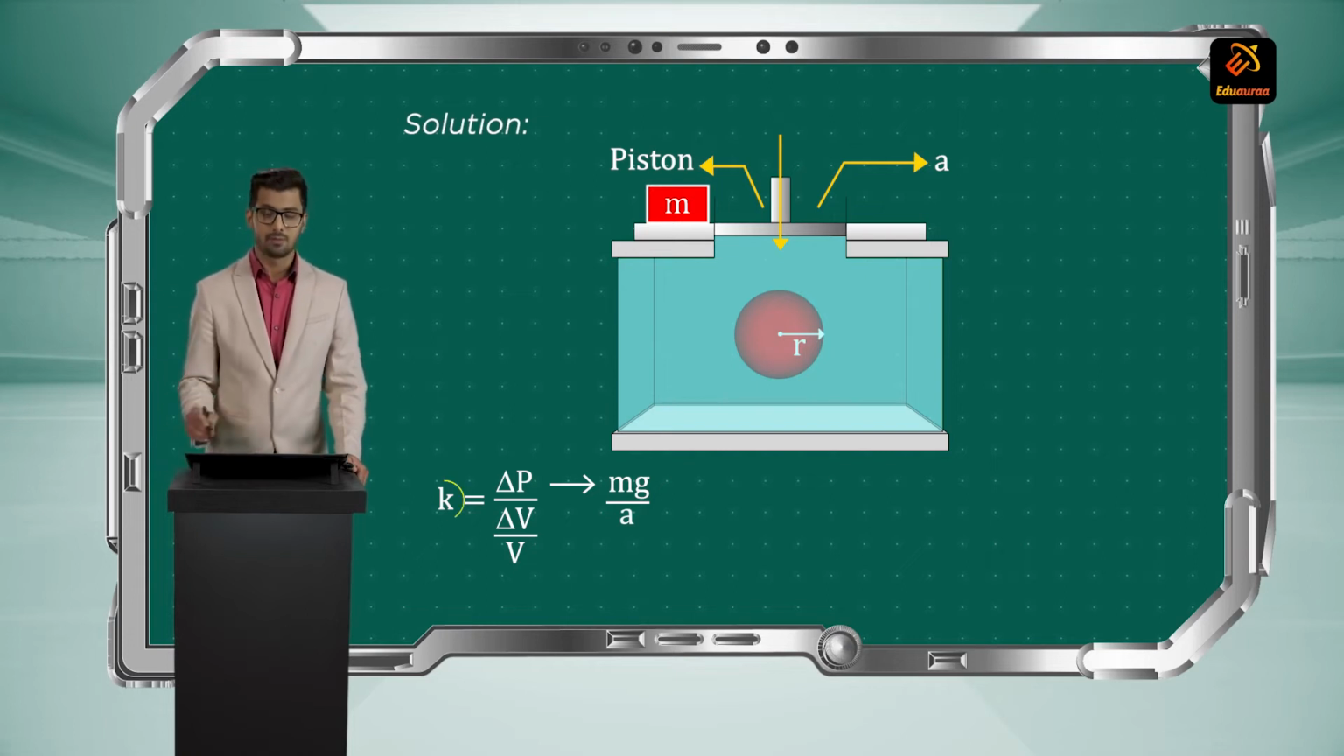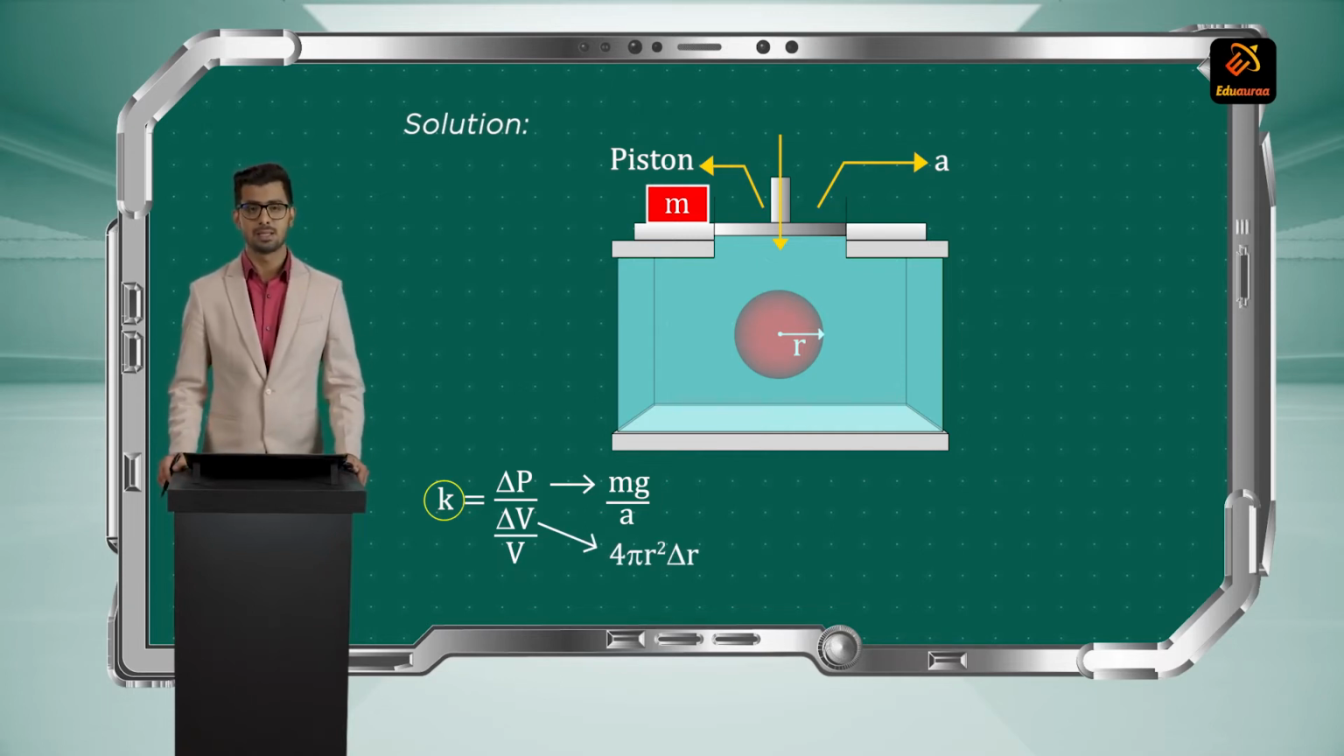We know the value of K, the bulk modulus. Also, we know the delta V, which is 4 pi r square delta r. How did this come? Please understand. If the volume is decreasing by a radius of delta r, now let's understand how this 4 pi r square into delta r came.